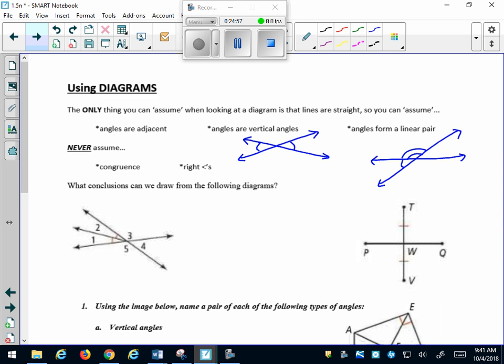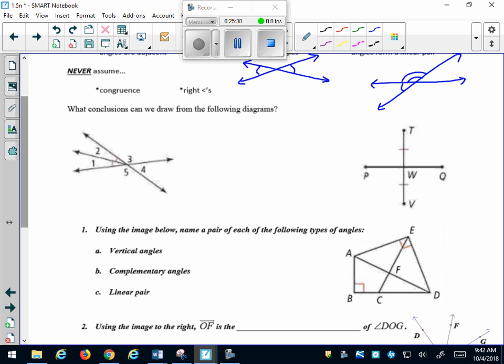Okay, never assume things are congruent. You can conclude things are congruent because they're vertical angles or something like that when you have a justifiable reason, but you can't just assume, oh, well, that angle looks about the same as that one, so I'm just going to call them congruent. Cannot do that, okay? You never assume angles are right angles. Even though they look like they are, you can't assume. You would have to be told.